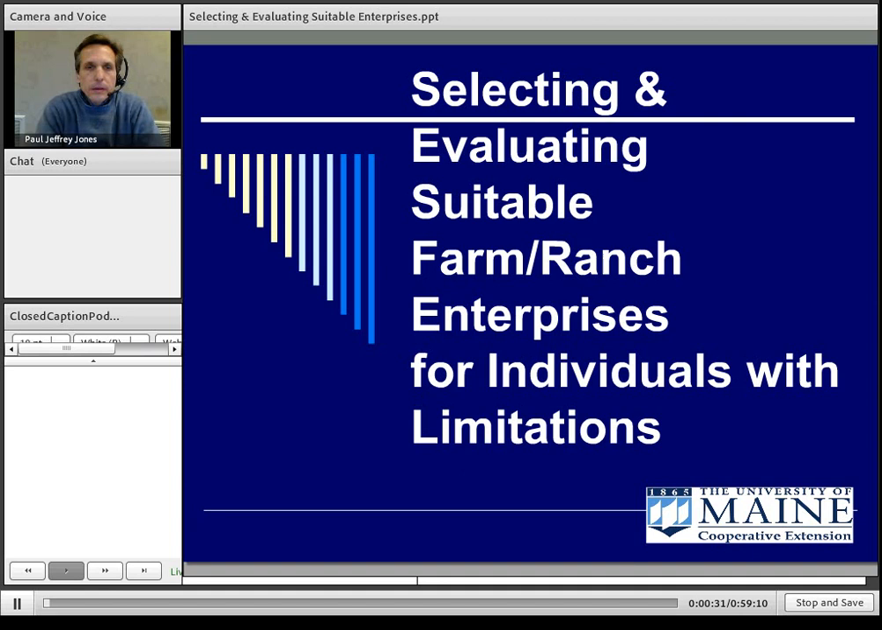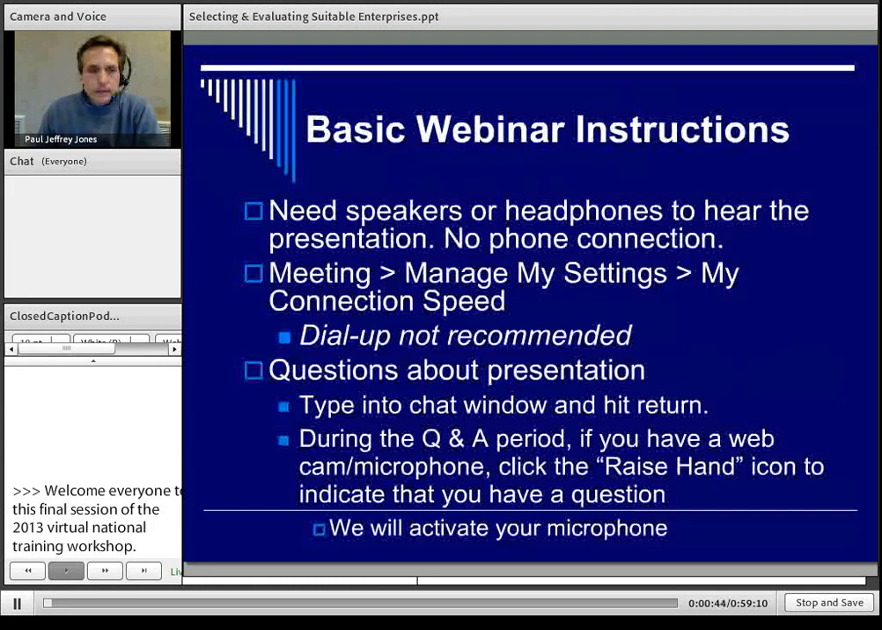He's going to be talking about methodologies for selecting and evaluating proper types of enterprises for people with disabilities or other limitations.